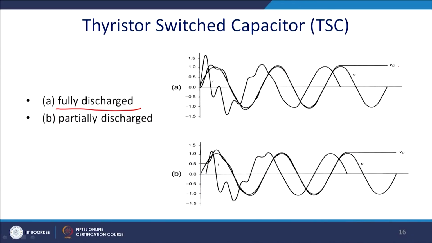So, this is the first case. We will discuss the fully discharged capacitor. This is the Vc and this value is Vi, and once it is fully discharged, it has to build some voltage from 0, and thus a high current will flow through the capacitor. The current will have this kind of profile and it will stabilize after some cycles.